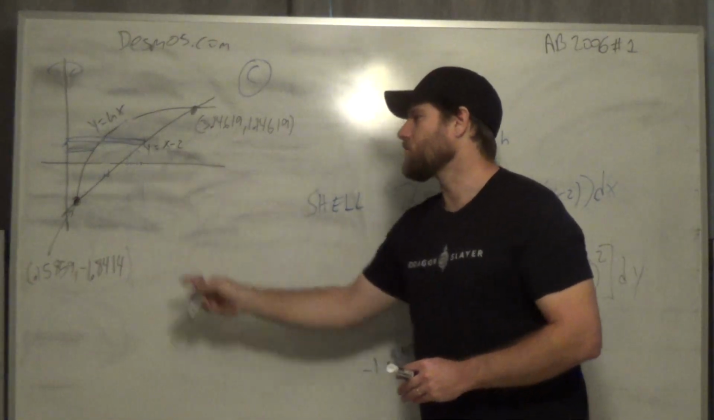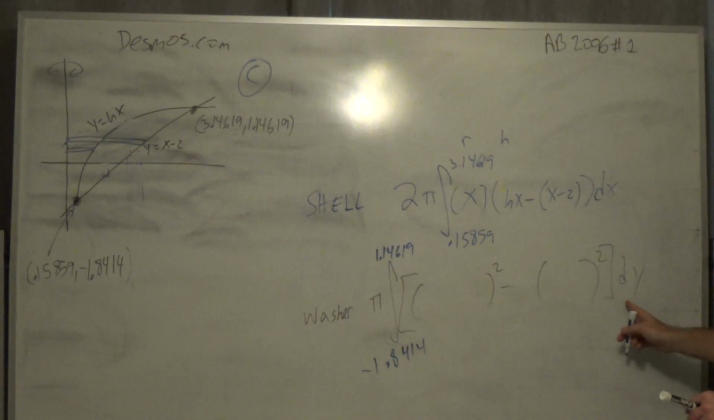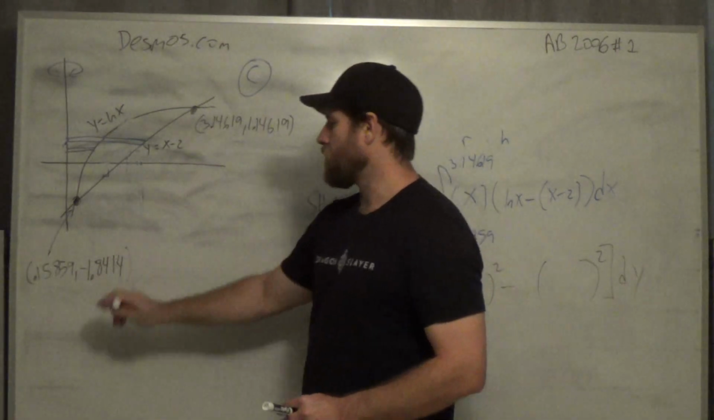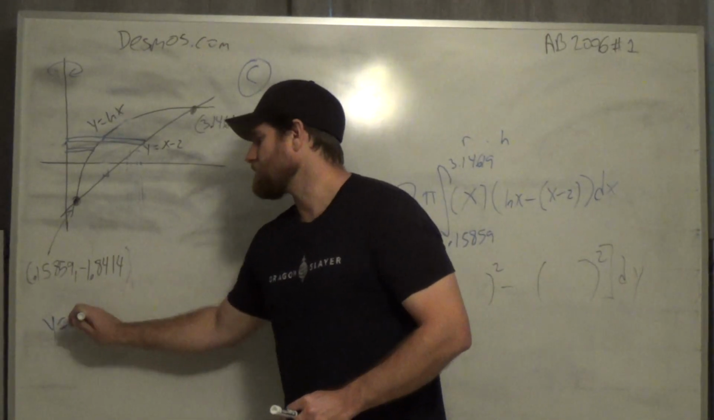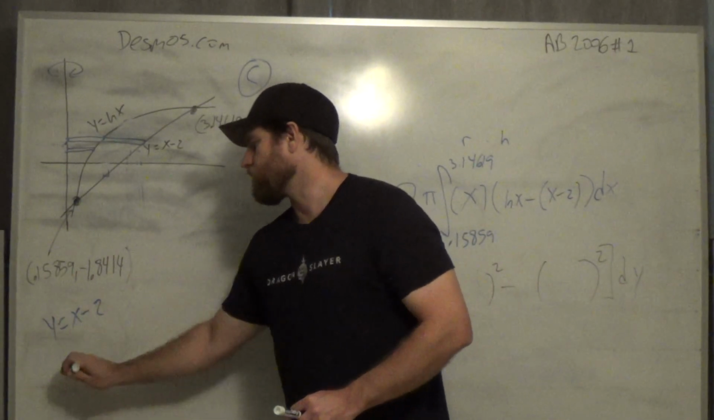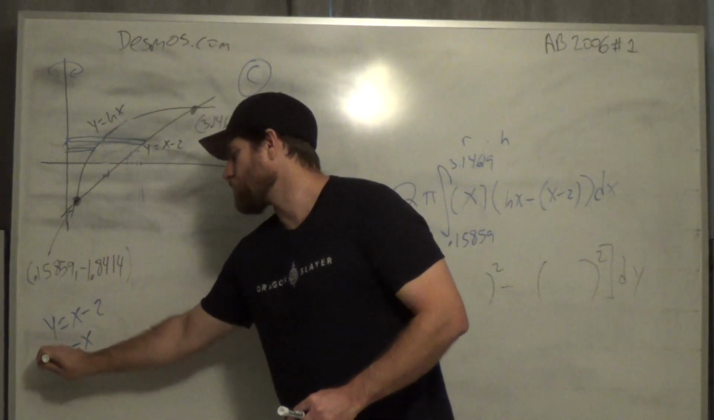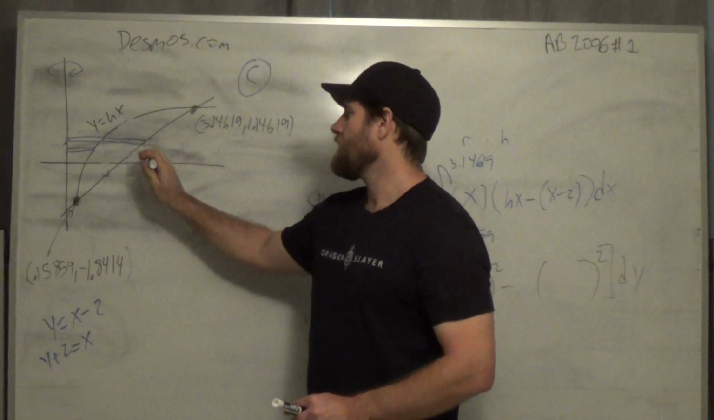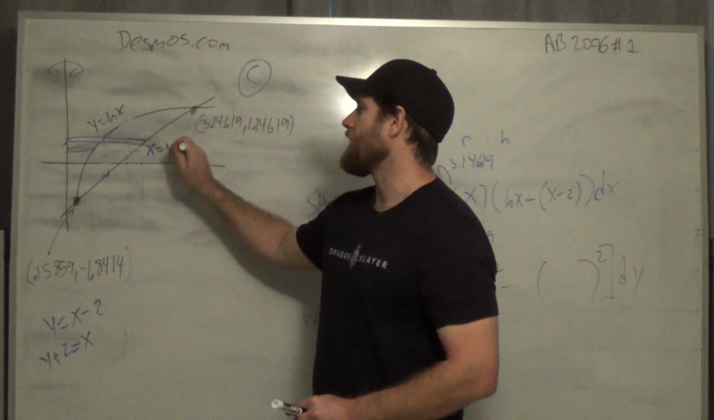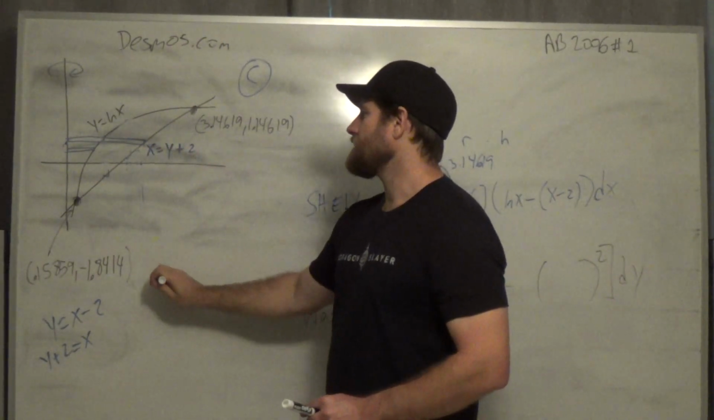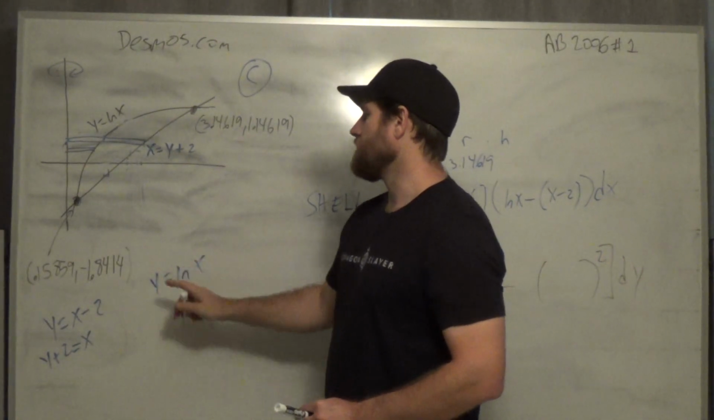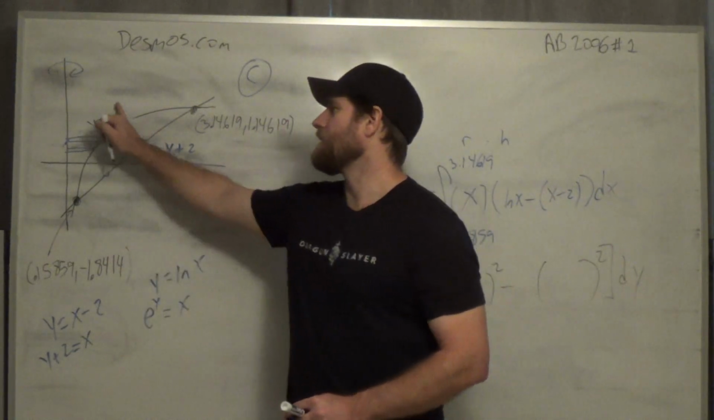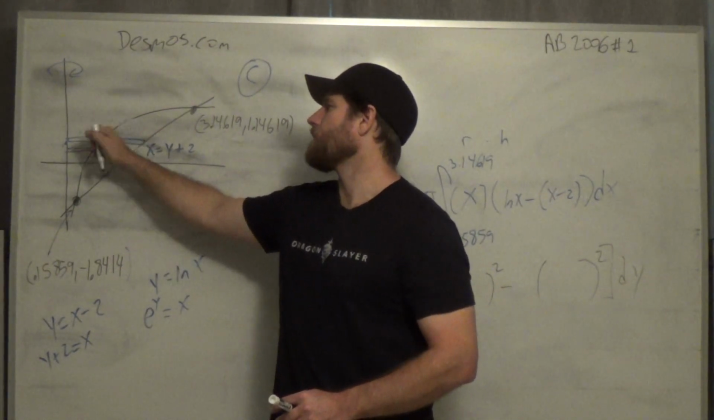And now the outer and inner radiuses. I can't use either equation the way they're written. dy means the equations need to be in terms of y. So I'm going to take this equation, y equals x minus 2, and I'm going to solve for x. I get x is y plus 2. So I'm going to rewrite this equation as x equals y plus 2. And I'm going to take the other equation, y equals ln of x, and e both sides. And I'm going to get x is e to the y.